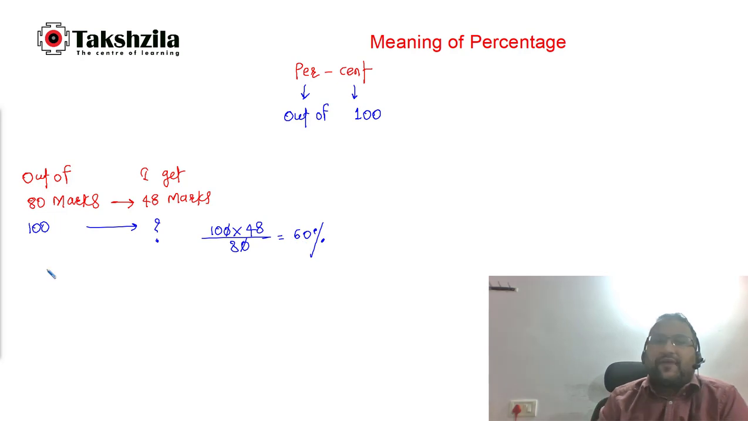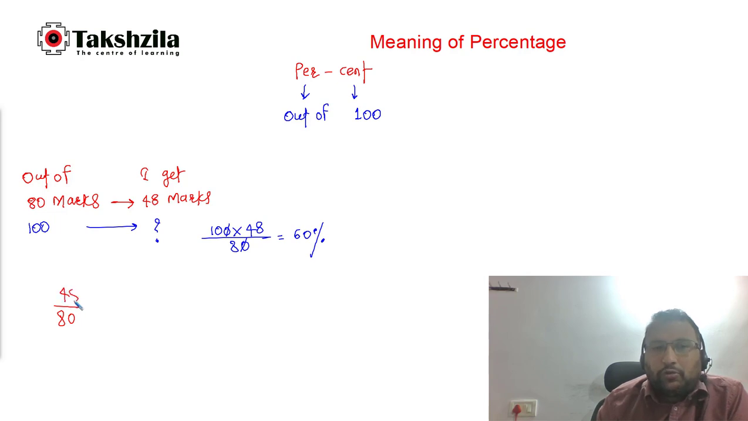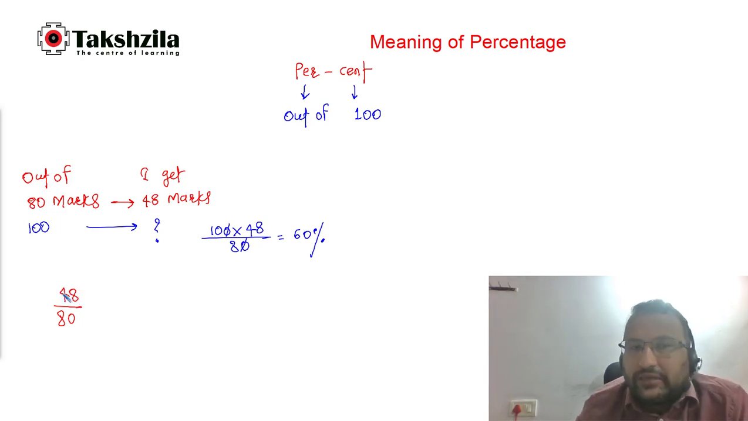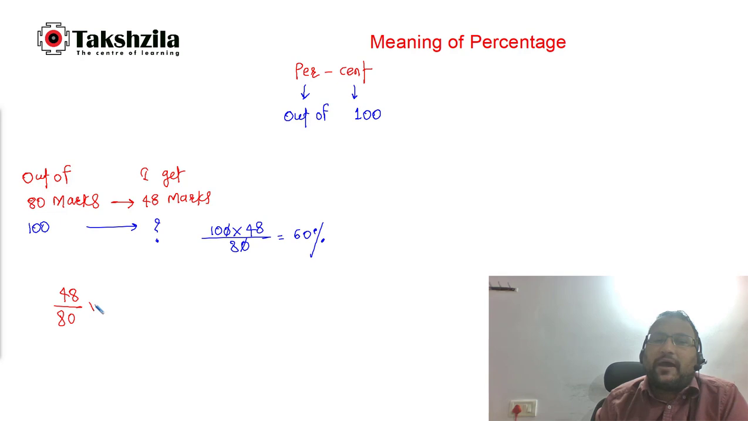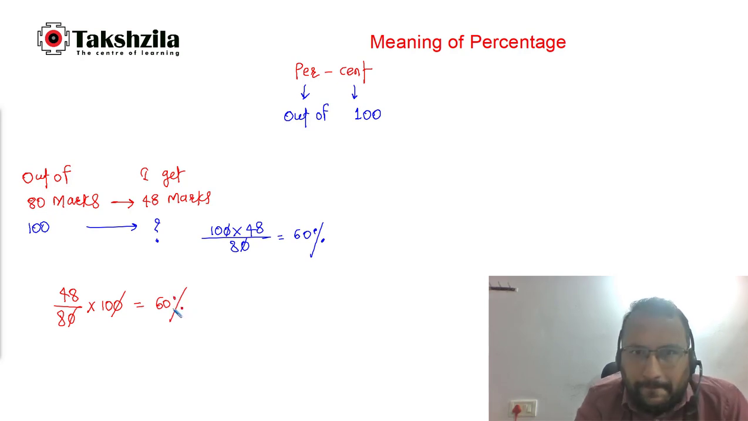Another way of calculating this is, out of 80 you got 48. To convert this fraction into percentages, we need to multiply this by 100. So if you solve this further, you will get 60. So you will be getting 60 percentages over here.